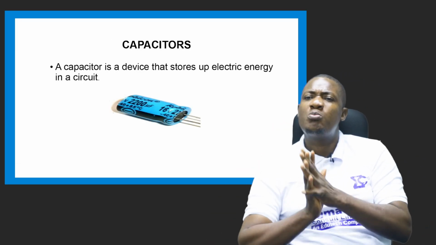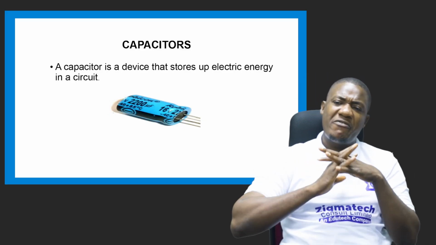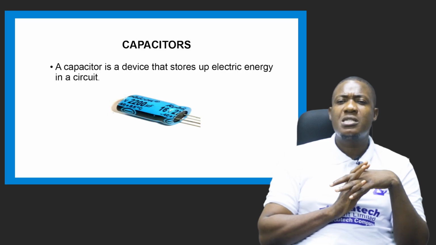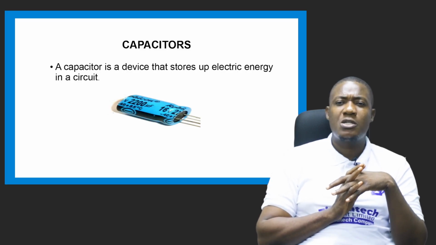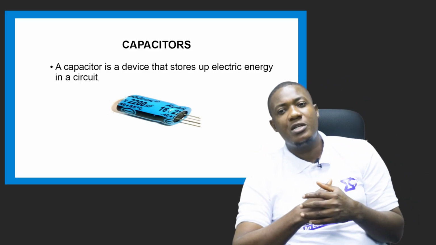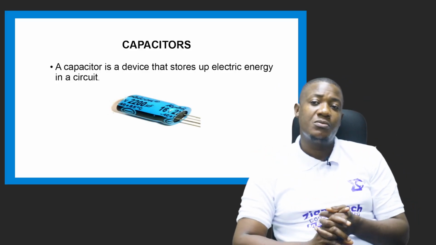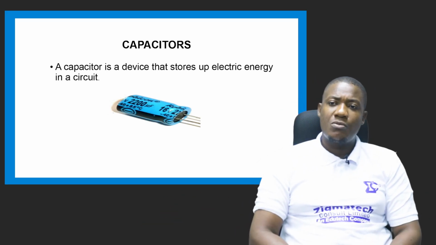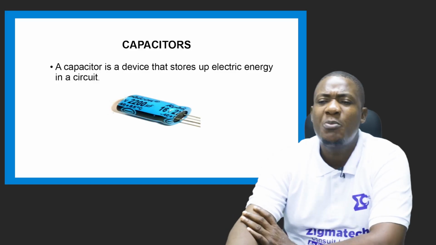Now, another important device that we have in electronic appliances is called a capacitor. A capacitor simply is a device that is used to store electric energy in a circuit. You can say it's used to store electric charges in a circuit. All right. Now, this is a typical capacitor.